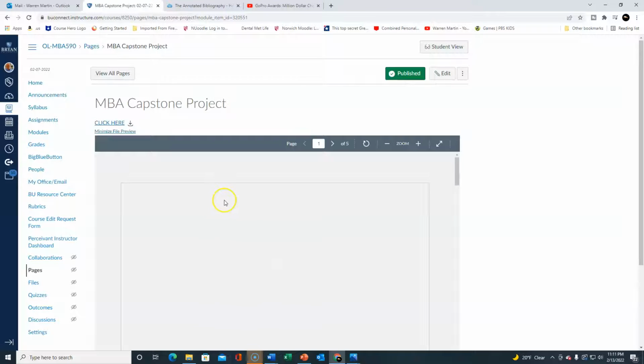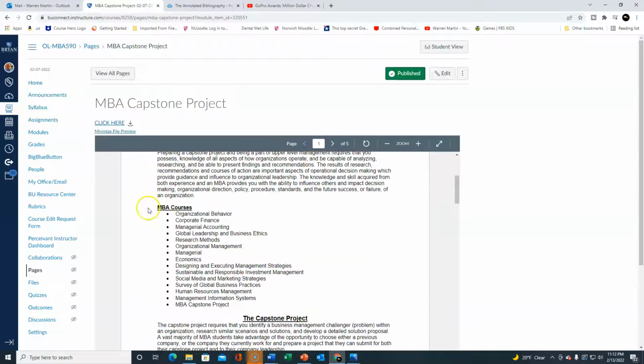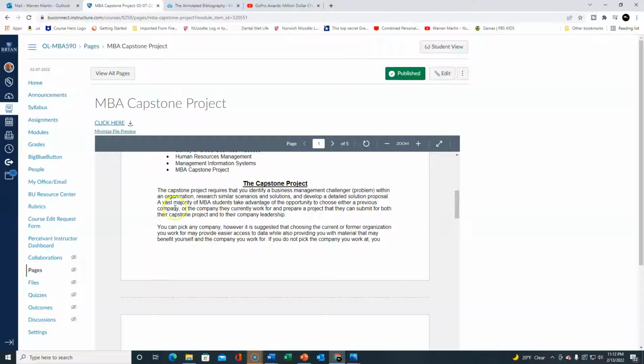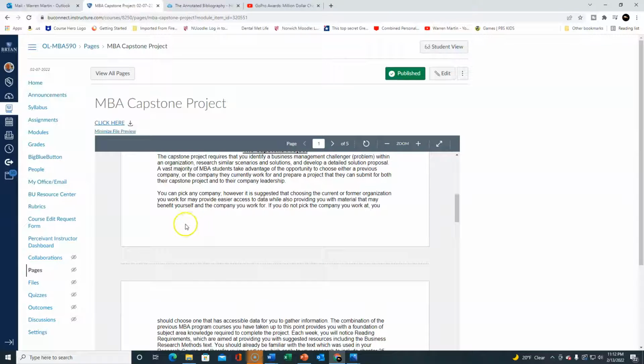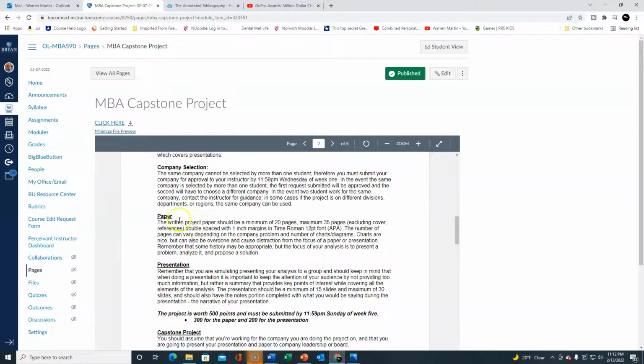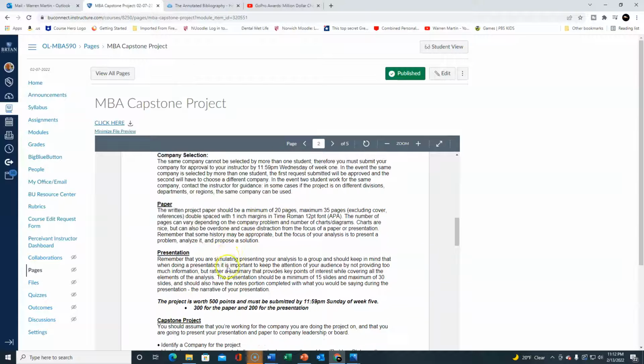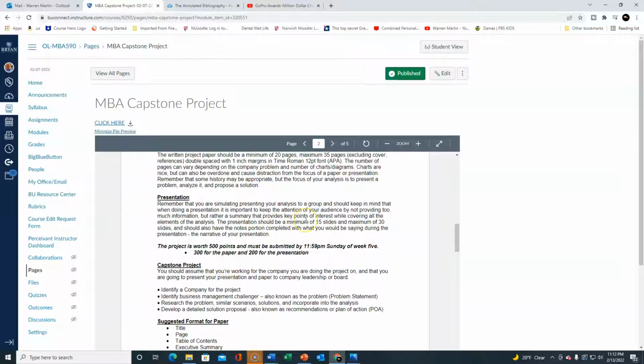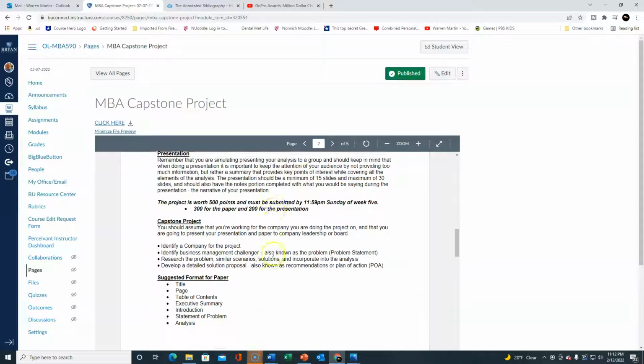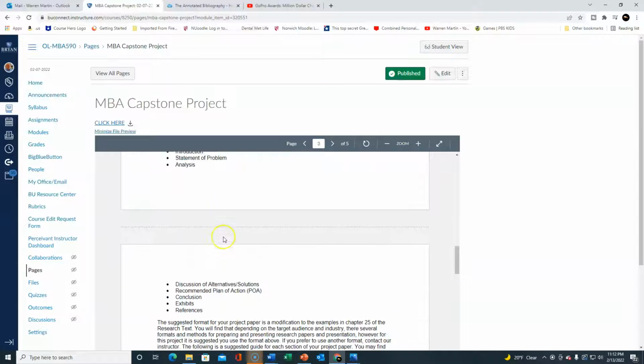This is just a lot of administrative information: what you've done, what the project is about. Just read this over a couple of times. Pick the company. We talked about that. In your case, McLean, if you have that information, or if not, you can pick some other company. And this is the generic 20 pages, max 35. Then you also have the PowerPoint, which complements the paper that we already talked about. And then the breakdown.